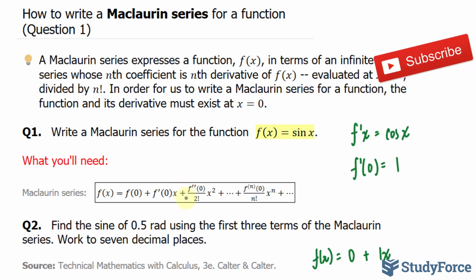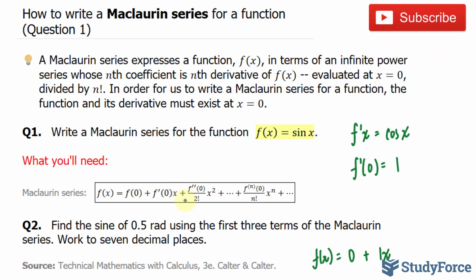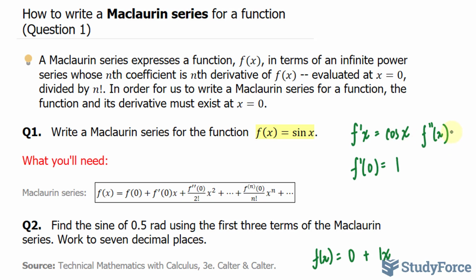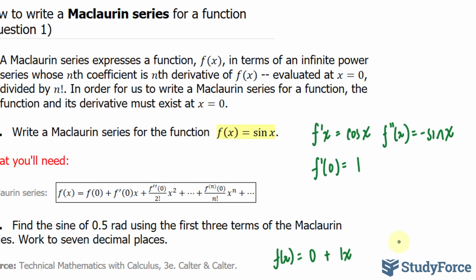And then we have to add f double prime at 0 over 2 factorial times x to the power of 2. So we have to find f double prime. Taking the derivative of cosine x, we end up with negative sine x. Evaluating negative sine x at 0, we end up with, once again, 0. So technically, this whole term becomes 0. Now for the next term.